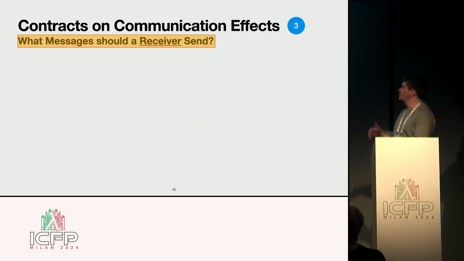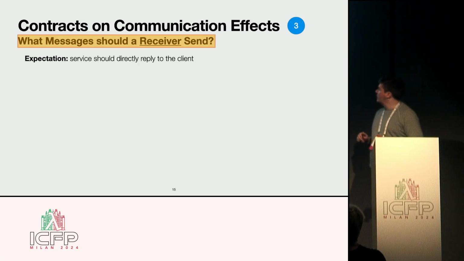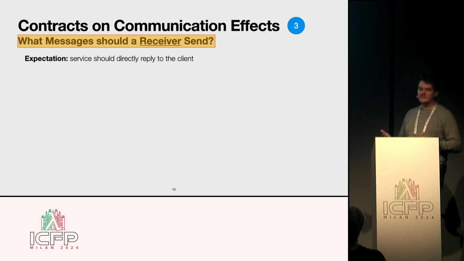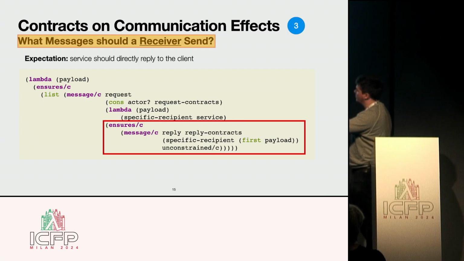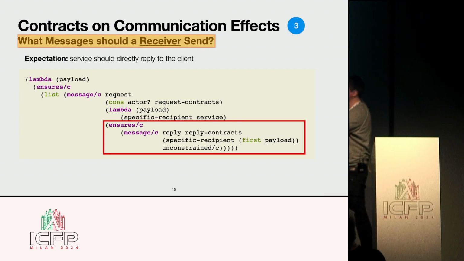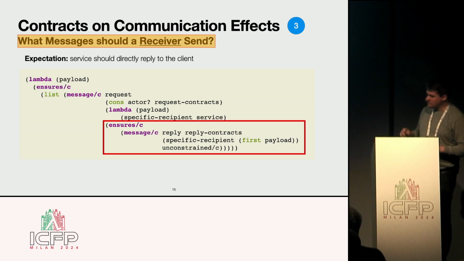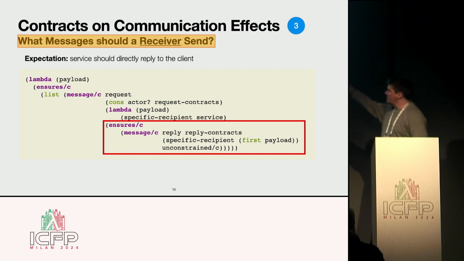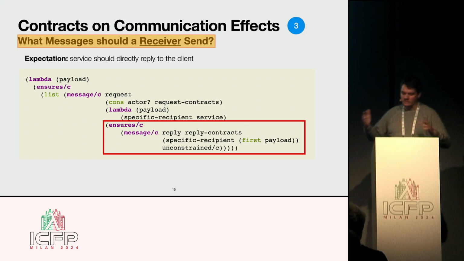So, to show you how this looks in our contract system, let's take a look at our expectation that the service should send its reply directly back to the client. This looks like this, and you can see that I have included a part of the contract that is also talking about the forwarded message, but I have highlighted here in a red border the reply contract. And you can see here that we encode this expectation using an ensures communication contract, and that the message contract then says that the tag should be reply. Maybe there are some reply contracts, and so on and so on.